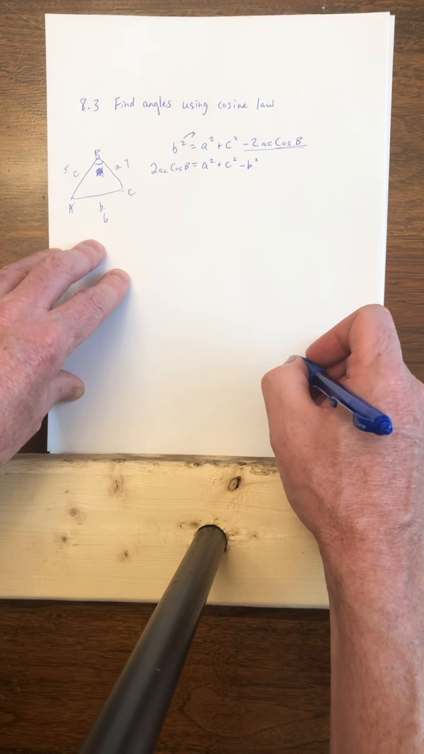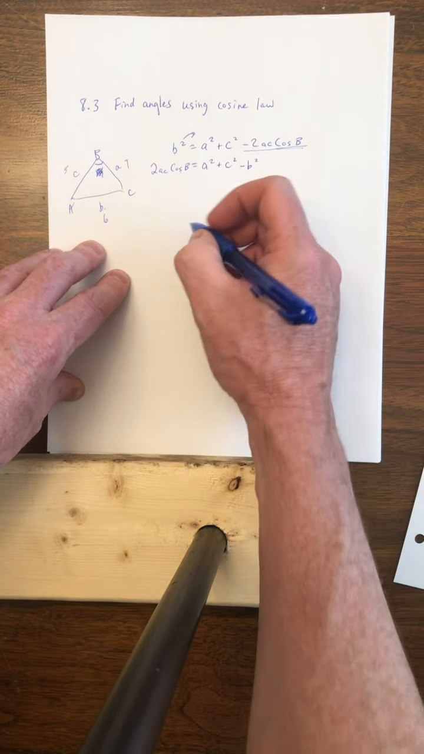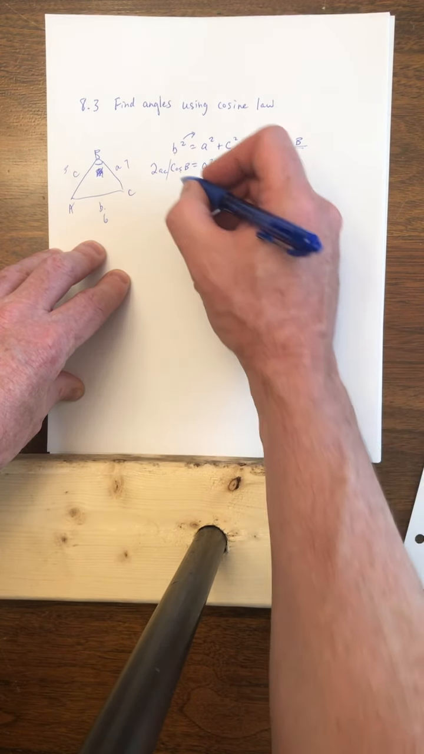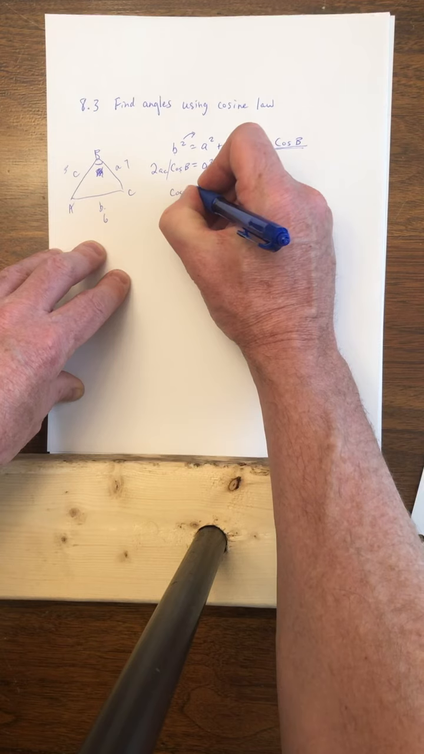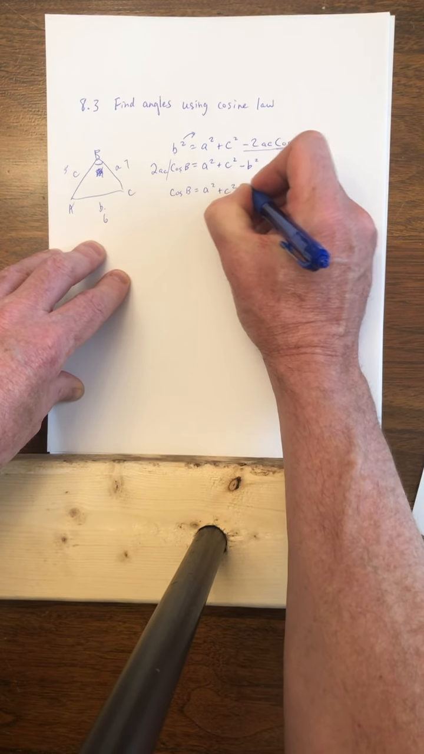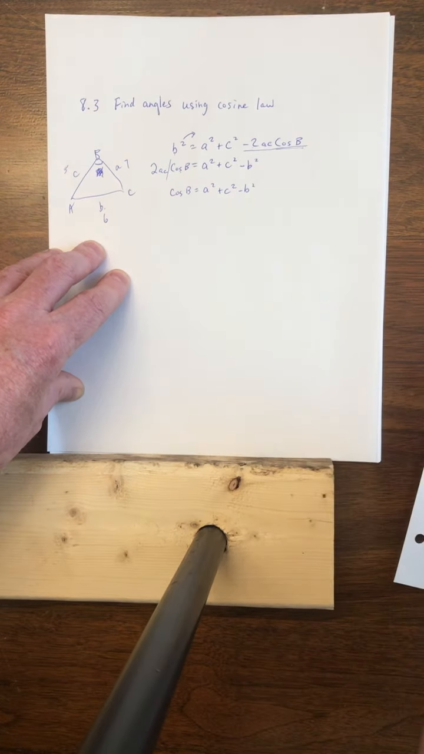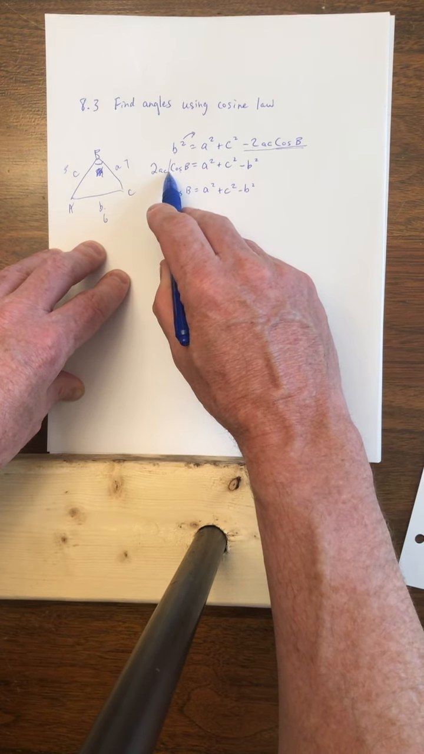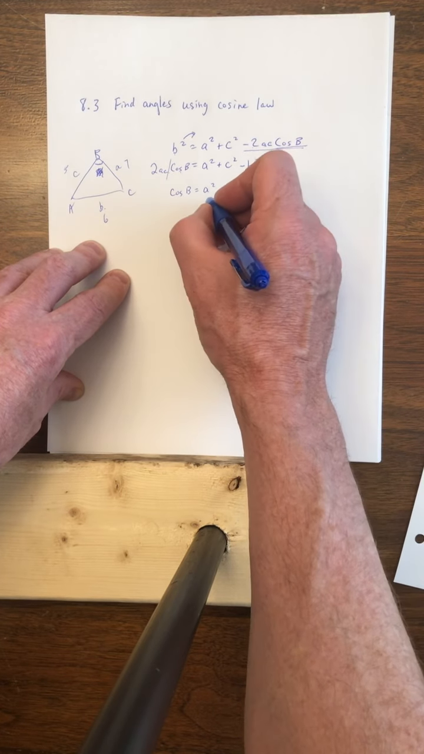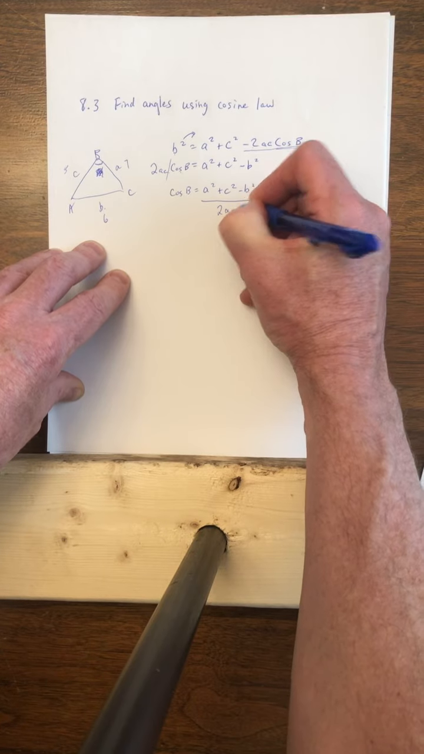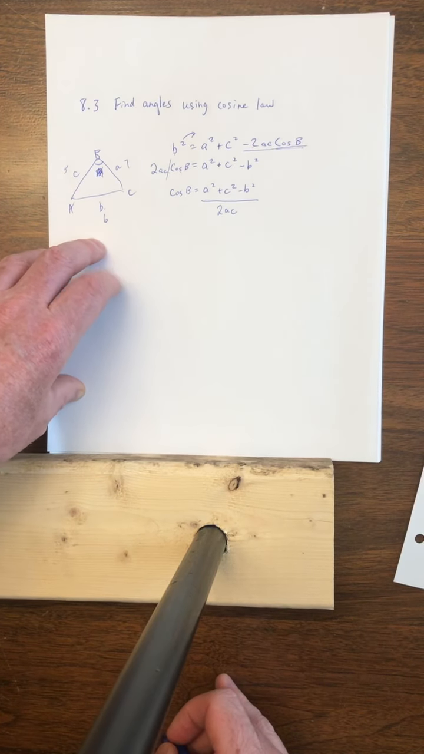The last thing I'm going to do to get cosine B on its own is break this bond right here. So we'll be left with cosine B, and on the right side we have all this. This is 2AC times cosine B, so when I move it to the other side, it becomes divided by 2AC. And there's my rearranged formula.